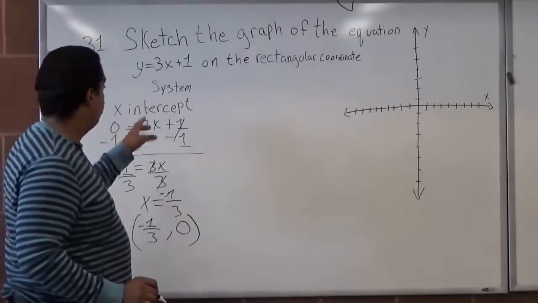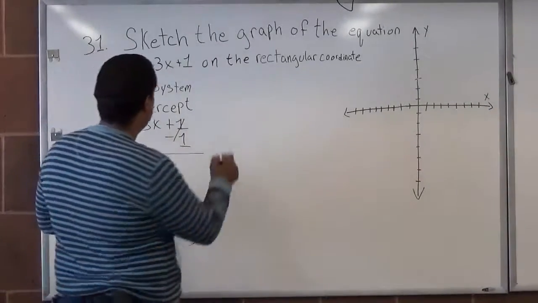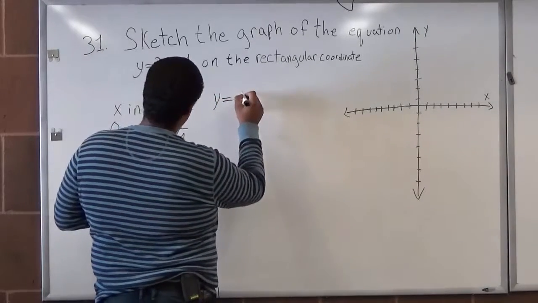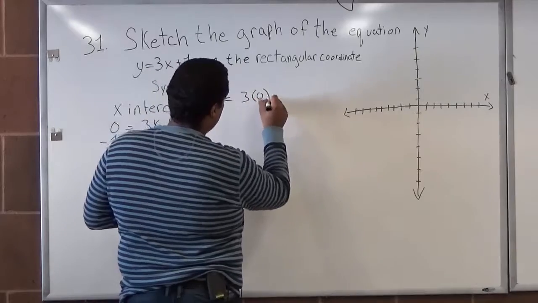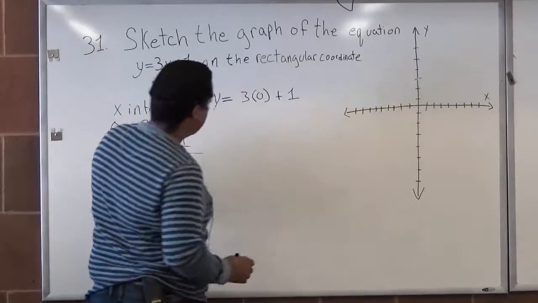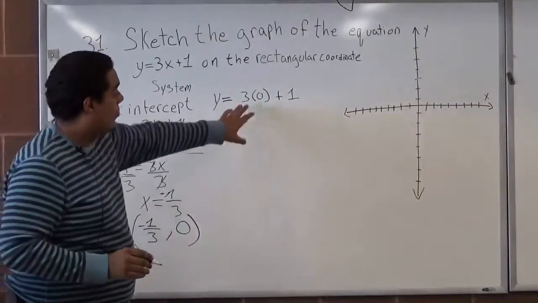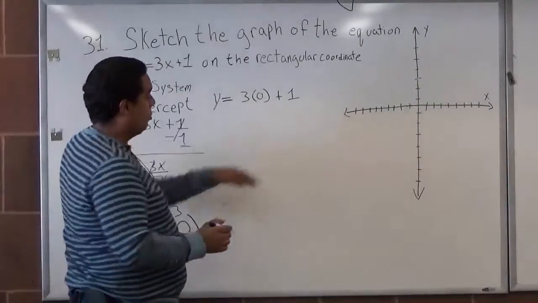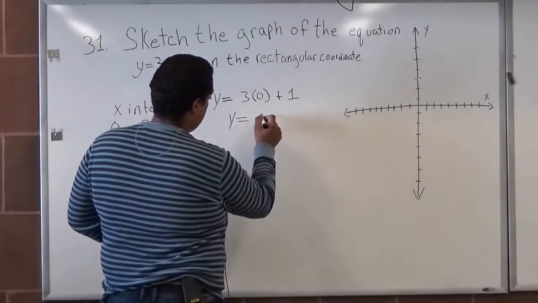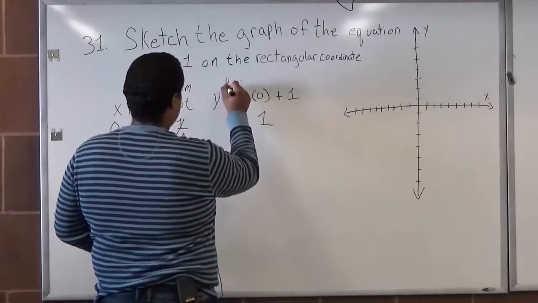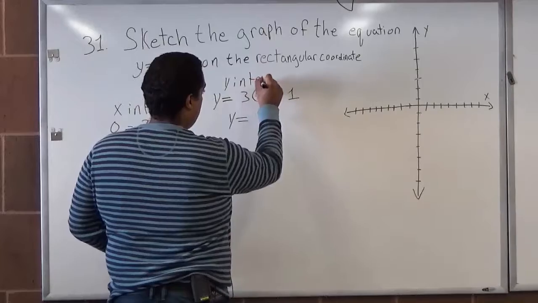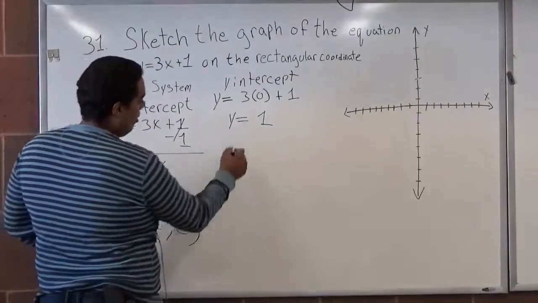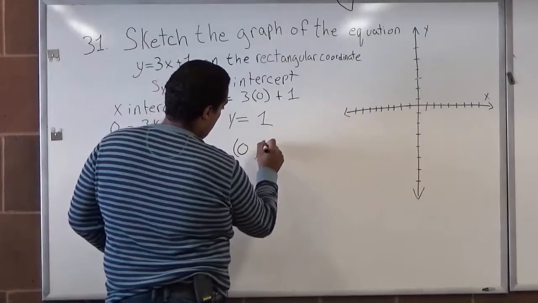So for our y-intercept, we do the same except x is equal to 0. y equals 3 times 0 plus 1. And now we solve for y. 3 times 0 equals 0. And that leaves us with 1. So y is equal to 1. This is our y-intercept. y is equal to 1, so our point would be 0, 1.